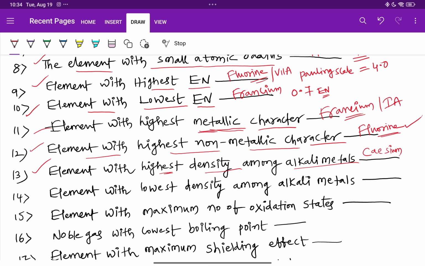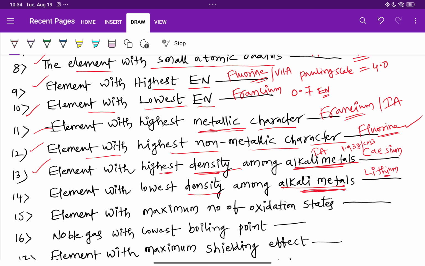atomic number 55. Then what is the density of cesium? 1.93 gram per centimeter cube. Very important, this value. Element with the highest density from alkali metals. Alkali metals are nothing but first A group elements. Then the element with the lowest density among alkali metals, that is lithium, the second element in the first A group or alkali metals.